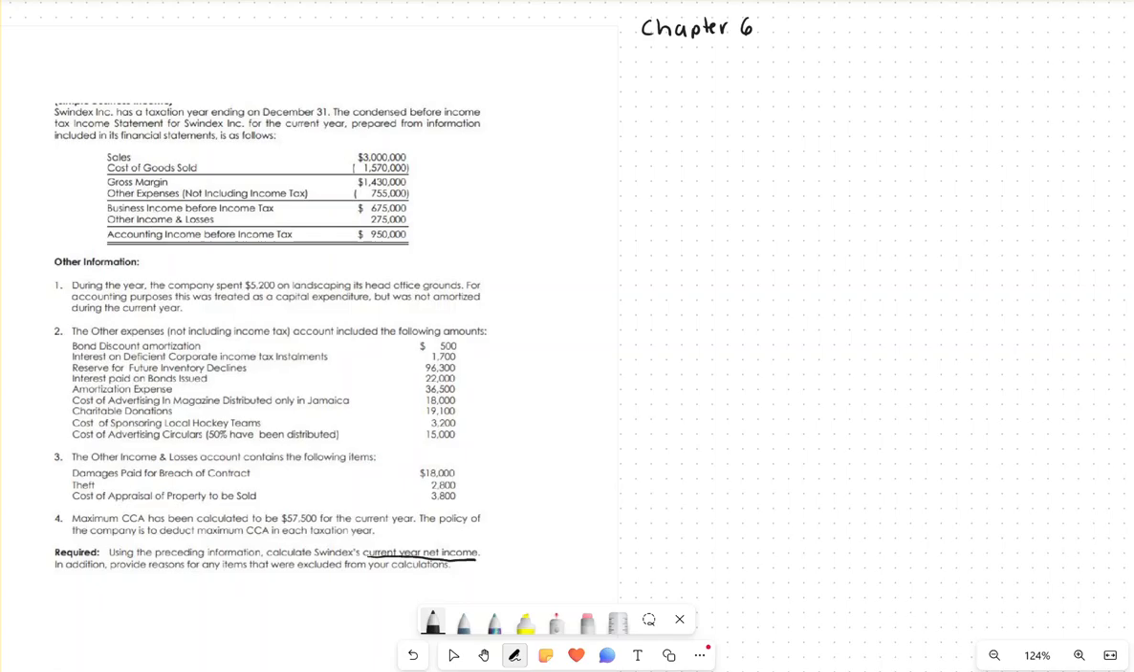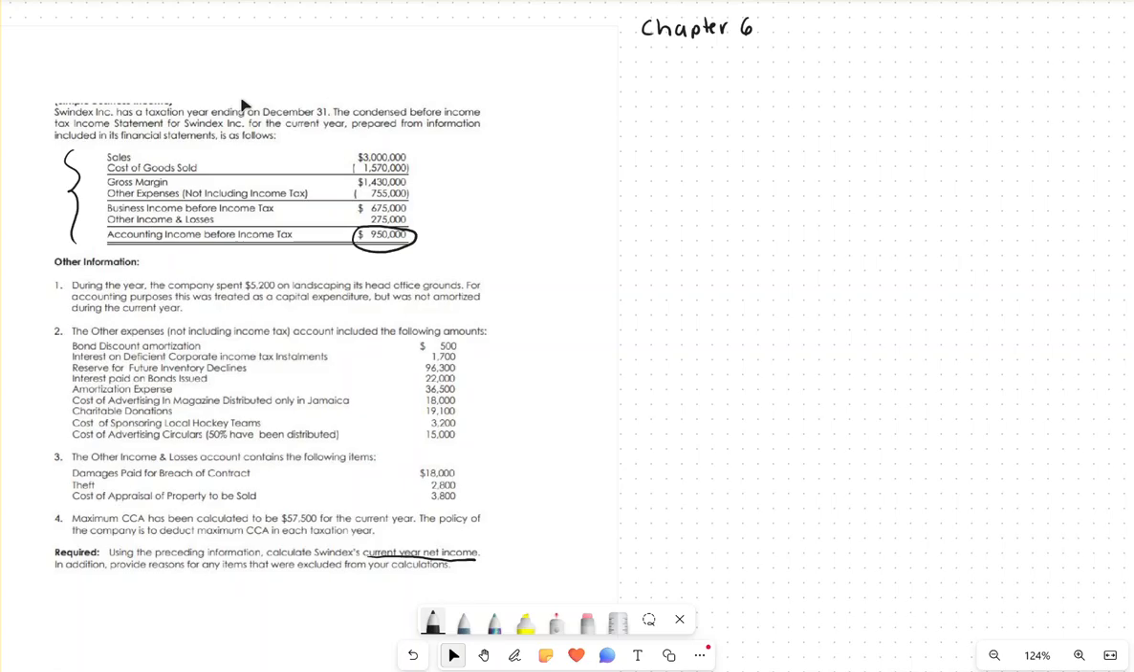So we are going to be calculating something called net income. And when we have a net income, this is my accounting income. Accounting income is produced using the GAAP principle. So we start with an accounting income, and either we add something or subtract something, or if it's allowed, then we don't do anything.